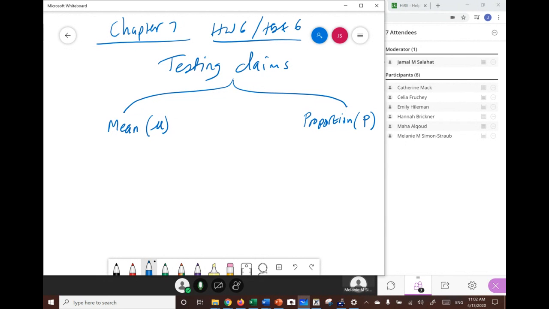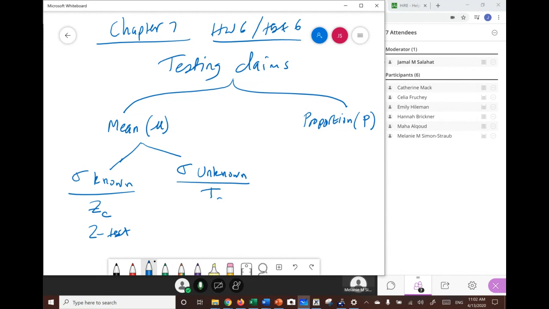Now, in this case, as in the previous chapter, when it comes to the mean, there are two possibilities: sigma known and sigma unknown. When sigma is known, we're going to use Z for Z critical, and Z for the Z test, like we did in the previous chapter. When sigma is not known, we're going to use T for T critical, and the T test.